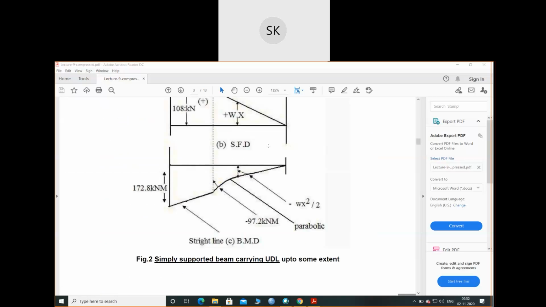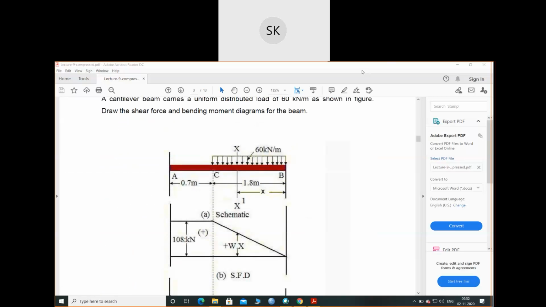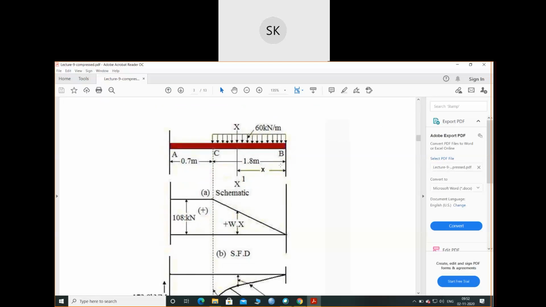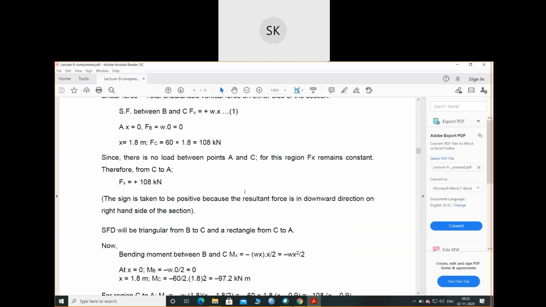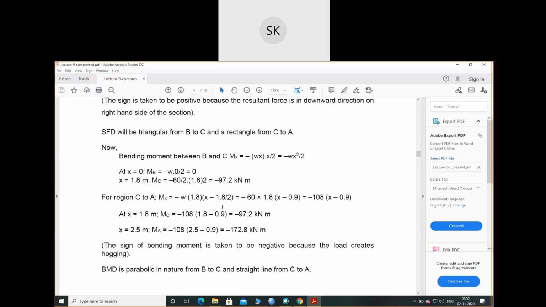See, this is the beam. This is my load, UDL, and this is the distance. So in this question, they are taking the clockwise direction as negative. It's up to you, you can take anti-clockwise negative or clockwise negative, but you have to use the same sign convention in the whole problem. If you consider clockwise as negative in this problem, then take it as negative throughout. Any issues?